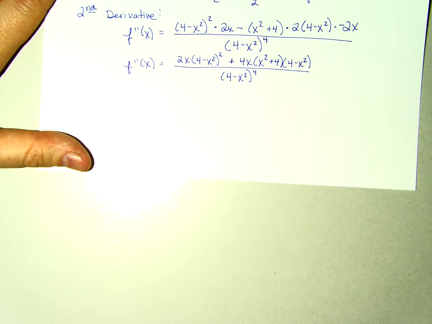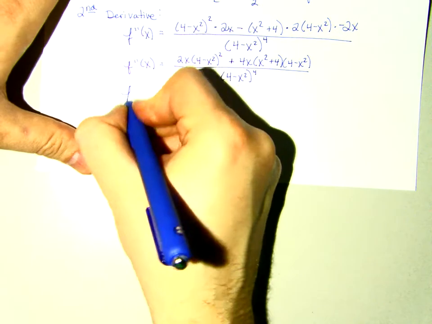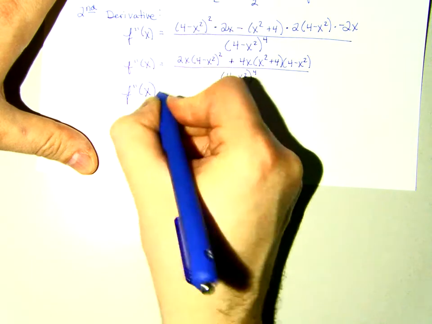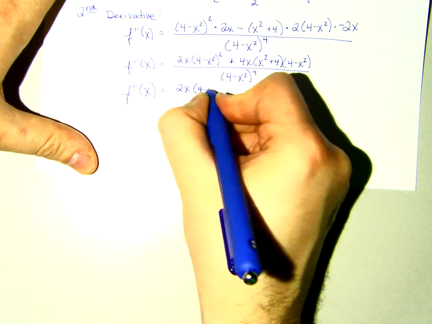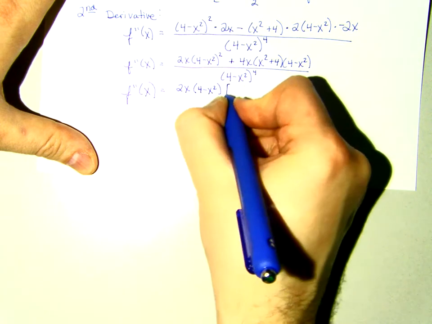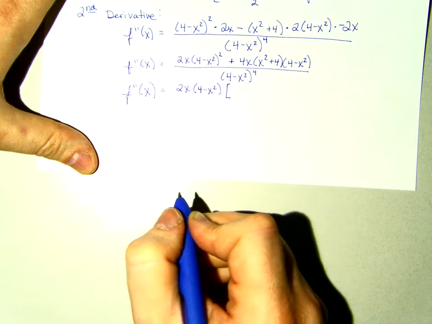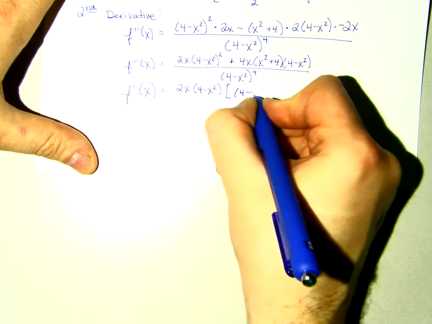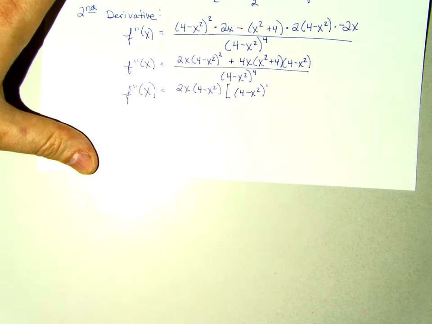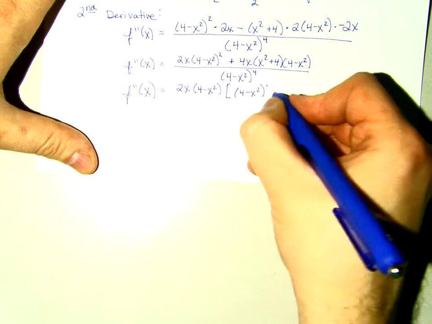Look for a GCF. Actually, you know what? You can do a little better than that. 2x and 4 minus x squared. The trick is always going to be take out the GCF. So I'm going to take out a 2x and a 4 minus x squared. I'm going to be left with 4 minus x squared to the first. Then what? A 2.